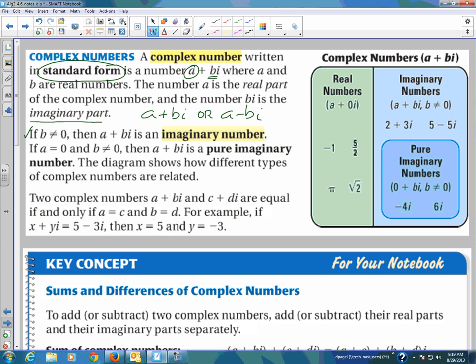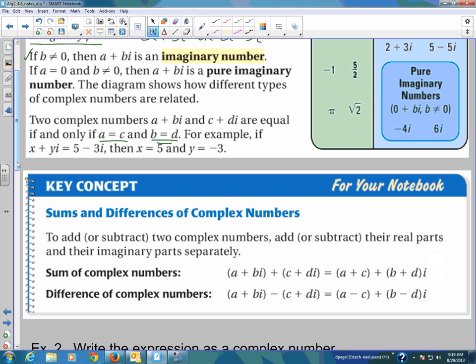And over on the right-hand side, we see some relationships between the real numbers and the imaginary. If you take two complex numbers and find that they are equal to each other, that would mean the real parts a and c are the same, and the coefficients b and d are the same. So given some complex number x plus yi equaling 5 minus 3i, this would tell us that the x and the 5 are the same thing, and that the y and the 3 are the same thing.